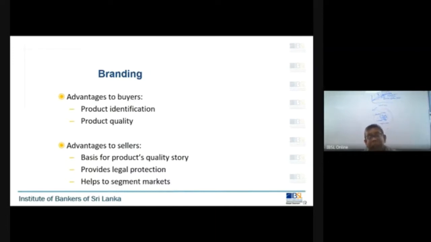So what are the advantages to buyers? Easily you can buy. Now take a product like sugar. How can you brand it? You package it, then you say brand. So branding advantages to the buyer: product quality, product identification. Advantages to the seller: basis for product quality, it gives legal protection as well as segments the markets.